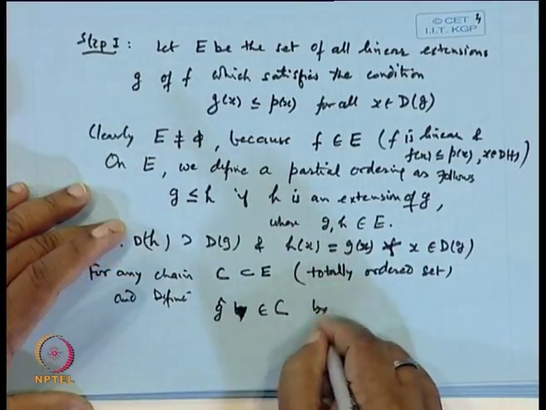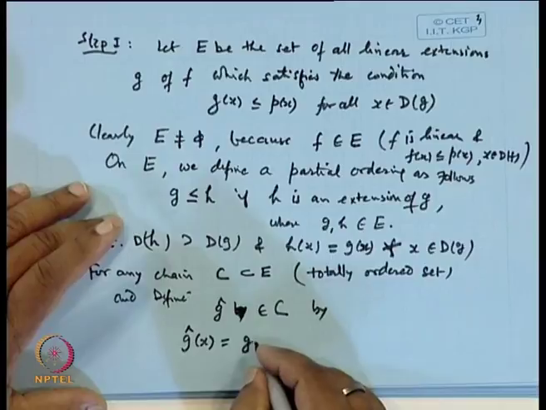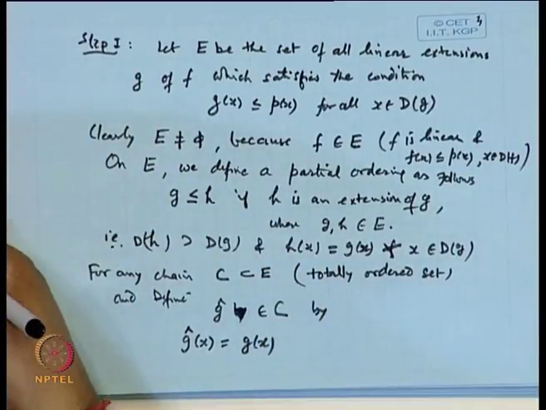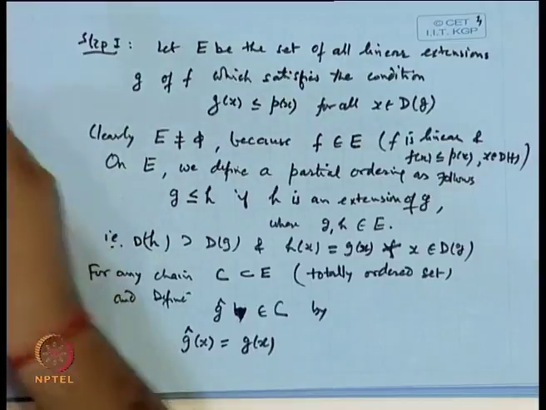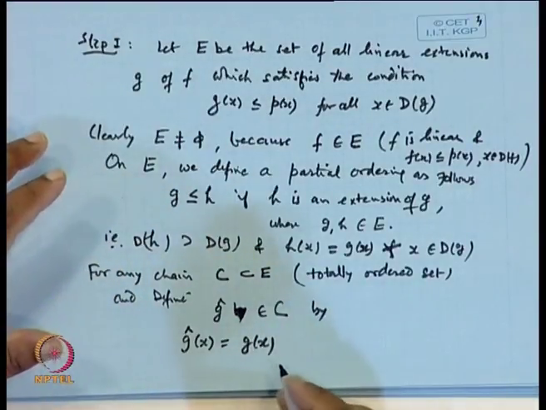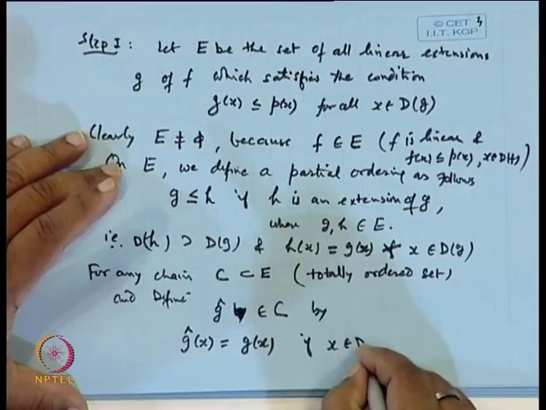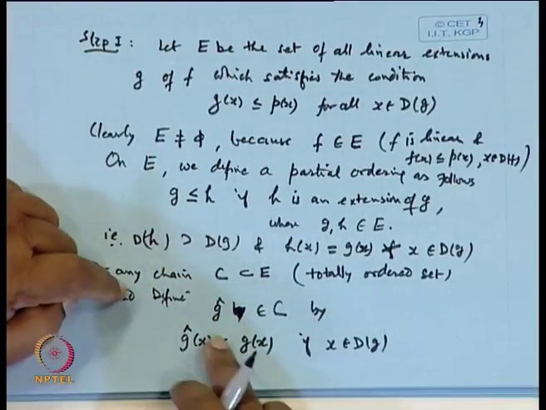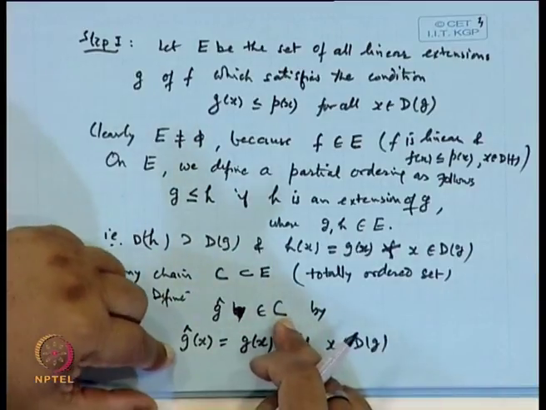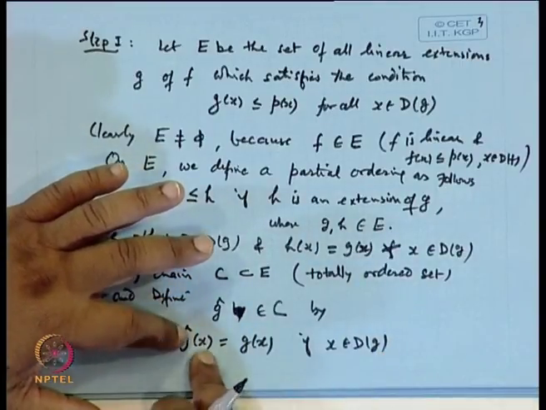G hat x equal to G x whenever x belongs to the domain of G. That is, in this chain I am defining G hat x: any arbitrary element you pick up will coincide with one of the G x if x belongs to the domain of G. So, whenever x belongs to it, then it is a chain.